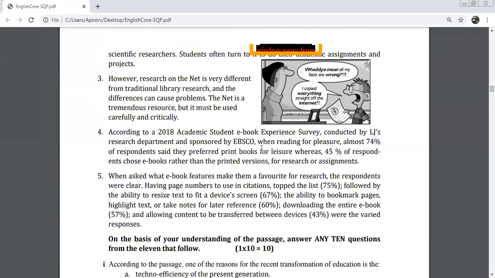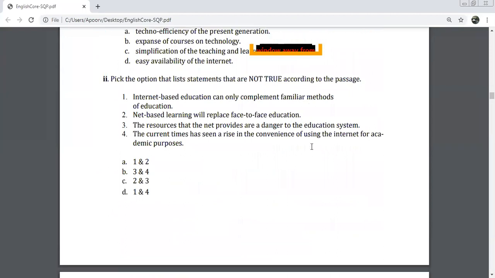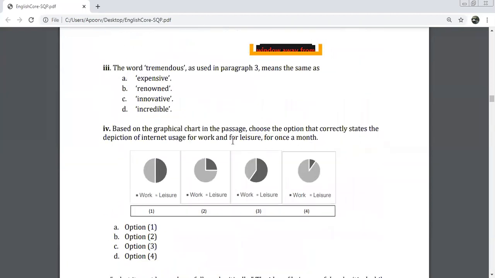It is 74 over here. Now, what is the question related to? Choose the option that correctly states the depiction of internet usage. Please see this. This work is only 25 or 26%.